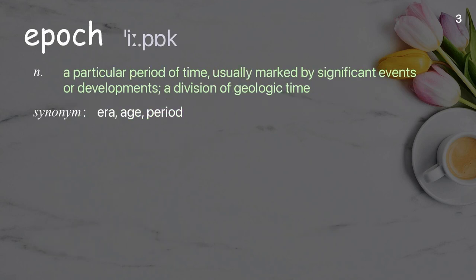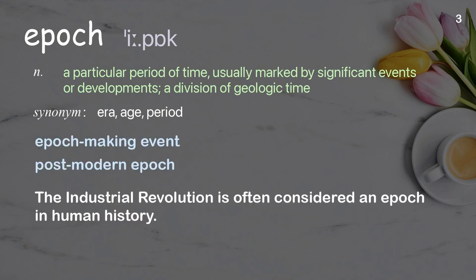Epoch. A particular period of time, usually marked by significant events or developments, a division of geologic time. Examples. Epoch-making event. Postmodern epoch. The Industrial Revolution is often considered an epoch in human history.